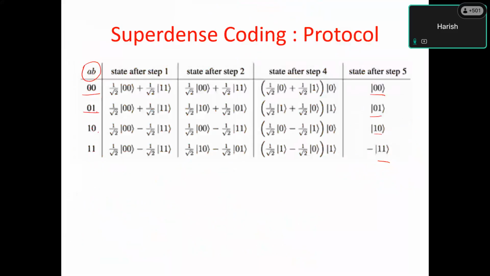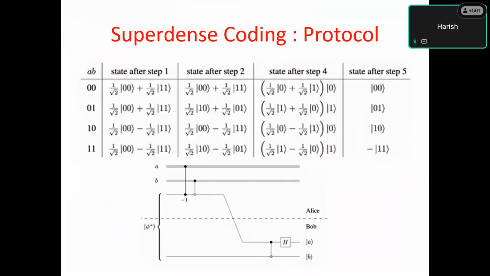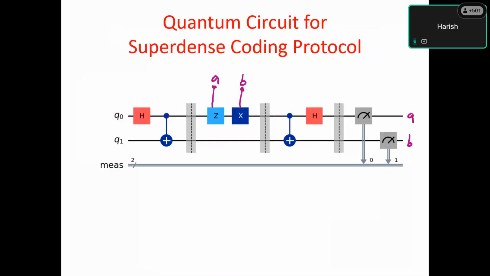So the circuit will work for every A and B value. Okay, and keep this in mind, that initially Q1 is with Alice and Q2 is with Bob. Alice does some encoding here and then sends this qubit to Bob. Bob does some decoding and then measures. So it will get the same output.